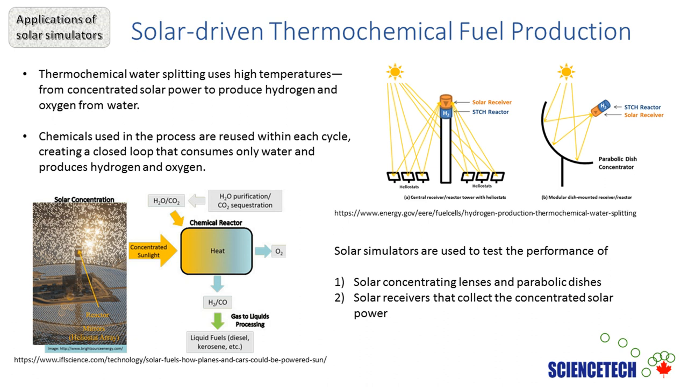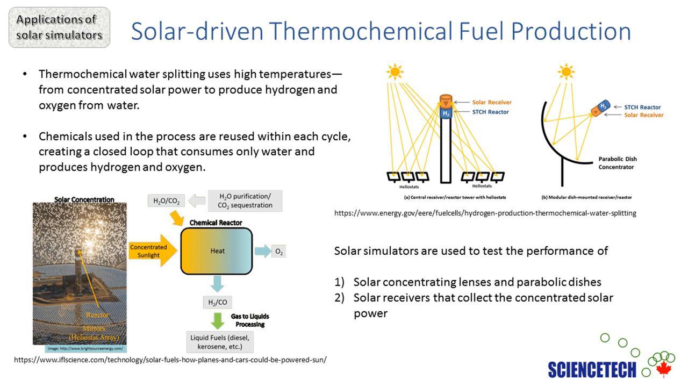Now, thermochemical water splitting processes use high temperature heat to drive a series of chemical reactions that produce hydrogen. The chemicals used in this process are reused within each cycle, creating a sort of closed loop that consumes only water and produces hydrogen and oxygen. So in the figure on the bottom right corner, we can see that the concentrated solar thermal energy is directed at a water and carbon dioxide containing reactor where the water splitting process occurs. Hydrogen, carbon monoxide, and oxygen are then produced, which can be further processed to make liquid fuels.